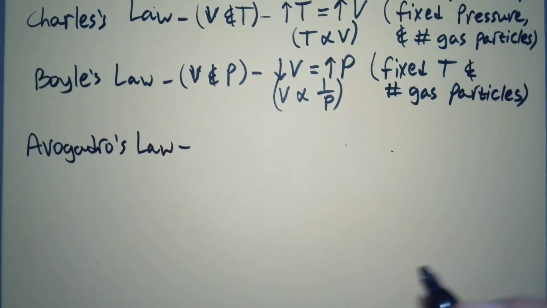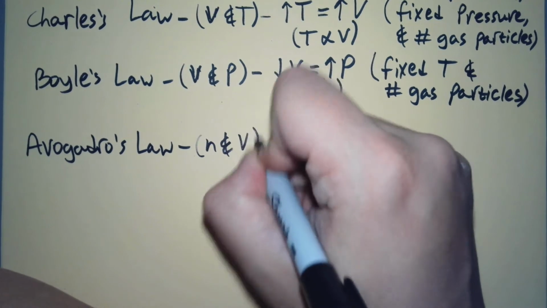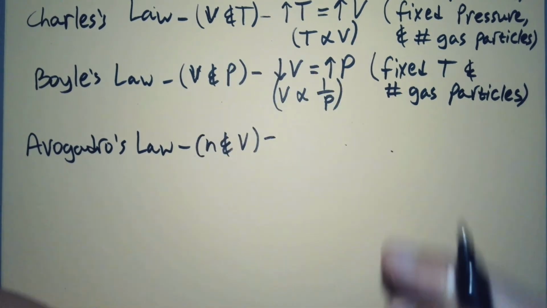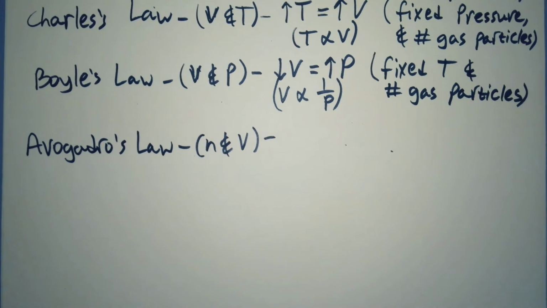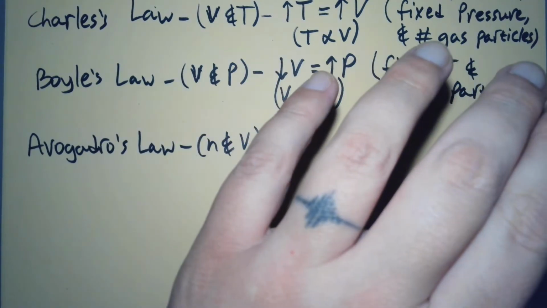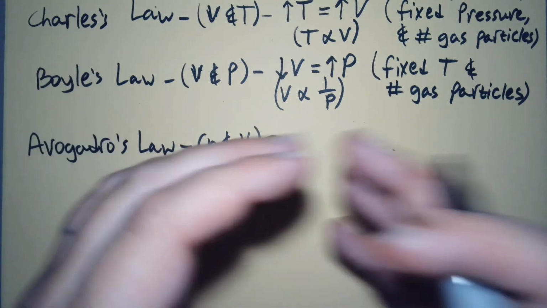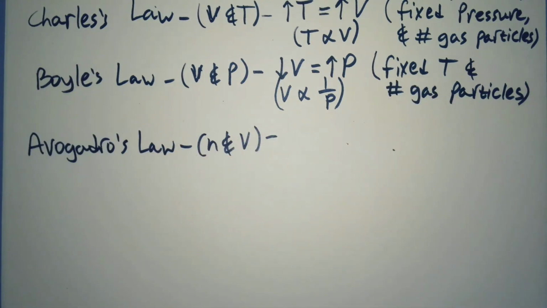Okay, so Avogadro looks at the number of moles of gas, or the number of particles of gas, and volume, and he comes to the striking conclusion, make sure you're sitting down for this, that more gas particles will take up, wait for it, more space. That's right. More gas particles require more space.